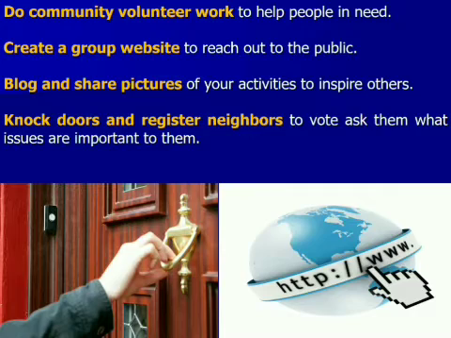They create a group website, blog, and share pictures, knock on doors, and register neighbors to vote and ask them what issues are important to them, and do community volunteer work to help people in need.